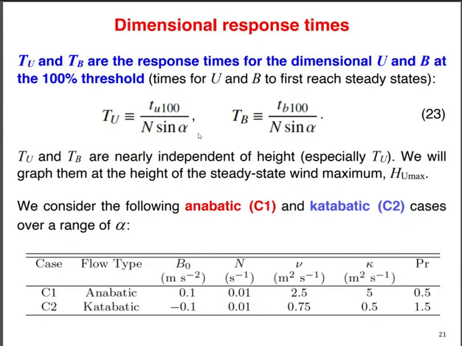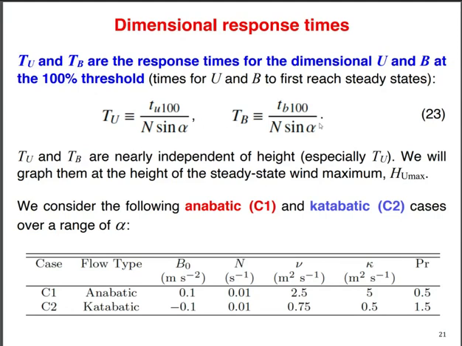Okay, what about the dimensional response times? Okay, so now we use capital P, PU and PB are the dimensional response times. So they're the dimensional times for the wind and buoyancy to hit the 100% threshold. So we're going to say, what time do you first hit that steady state value? It's going to overshoot the value and then undershoot it, but when do you first get to that steady state? So you take the 100% plot for TU that we've seen on the previous slide, and you normalize it with sine alpha. That is your dimensional response time scale for the wind. And you get a similar one for the buoyancy.